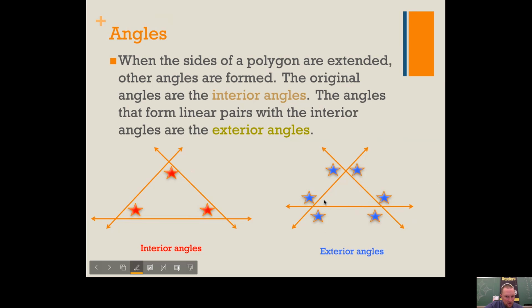Go back to that same interior angle. This one also makes a linear pair with it, so that's also an exterior angle. So you actually have two exterior angles at each vertex when you extend the lines through those vertices.